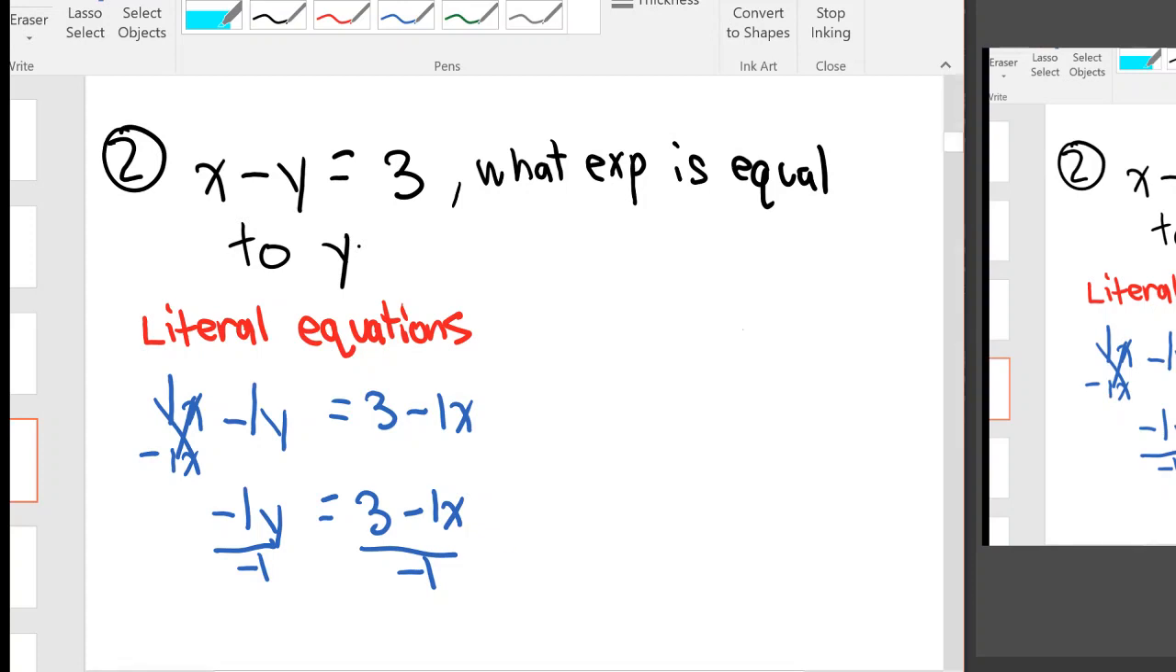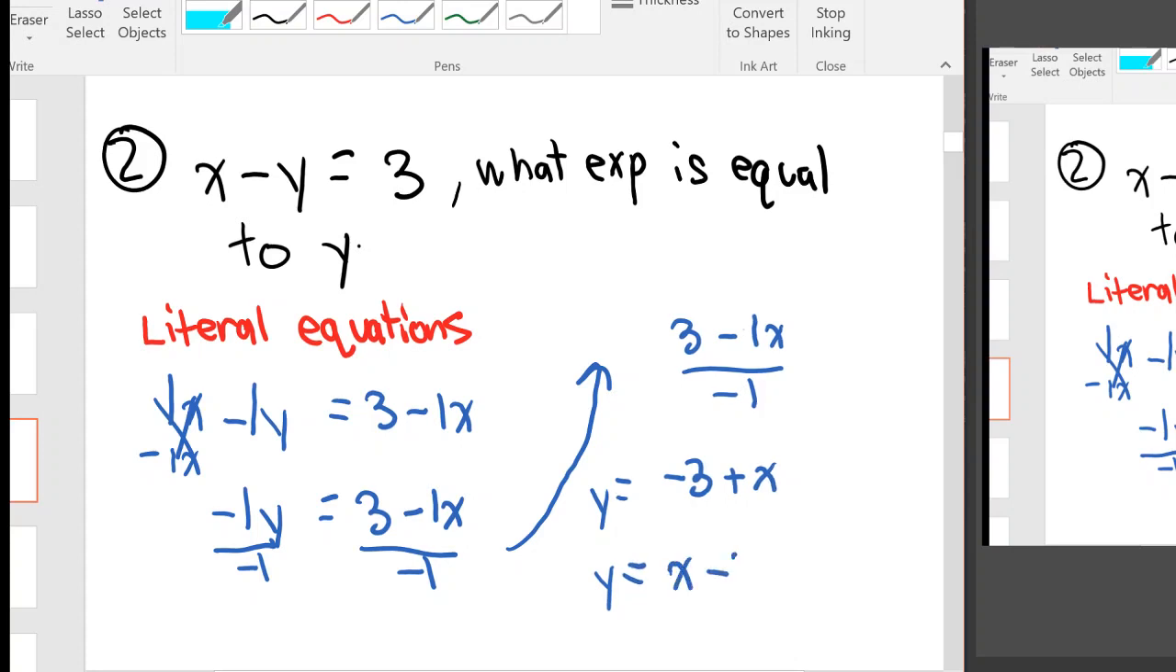This is actually the second part where people get messed up. They forget to simplify. So if I have 3 minus 1x over negative 1, what I'm going to have to do is divide everything. That gives me negative 3 plus x. Y is equal to negative 3 plus x. If you have your answer choices in front of you, it doesn't have that answer on it. But it does have y is equal to x minus 3, which is the exact same thing, because this goes here, this goes there. We have y is equal to x minus 3 as our final answer.